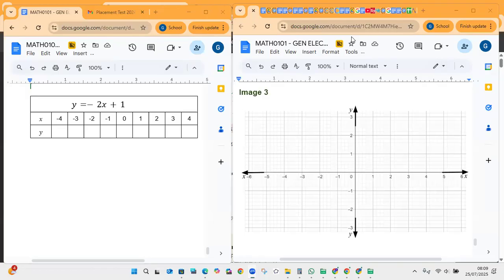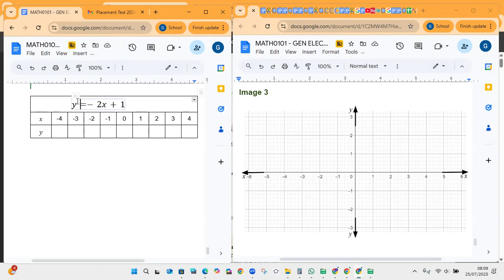In this video, we are going to discuss image 3, which is the plotting of a graph of a linear equation. Here it is, y is equal to minus 2x plus 1. It's linear because the maximum exponent of each variable in that equation is 1. If you don't see an exponent, it is 1.